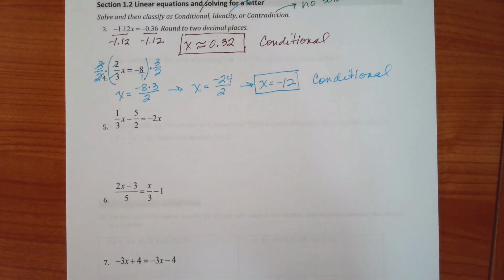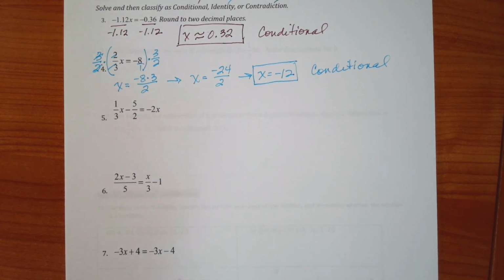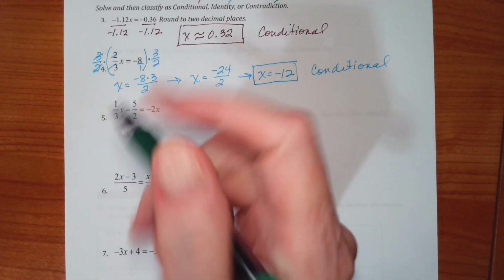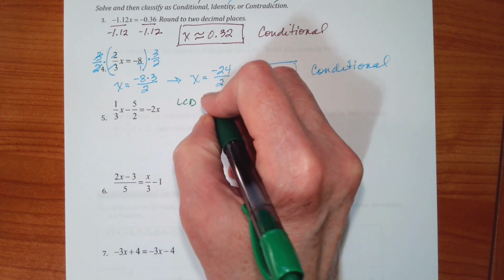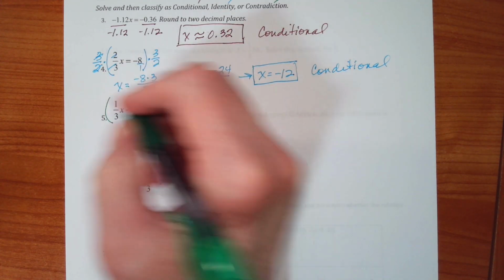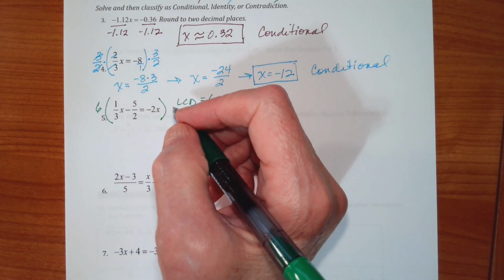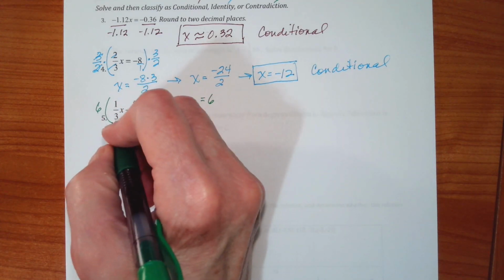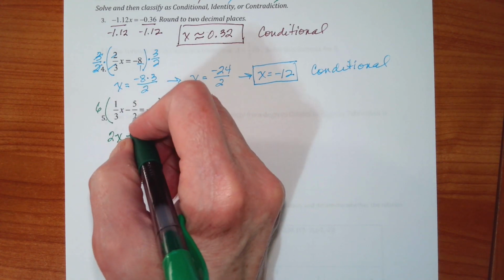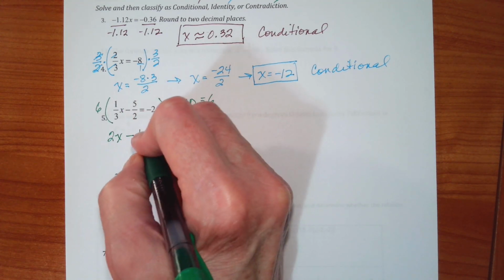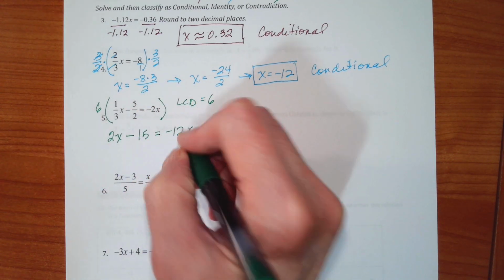Okay, so here we've got one that has fractions, and we want to get rid of those fractions before we solve this. So I'm going to look for the least common denominator. The LCD is 6. That means I'm going to multiply this entire equation by 6. Okay, so 6 times 1/3 gives me 2x. 6 times 5 is 30, and 30 divided by 2 is 15. 6 times -2 is -12x.